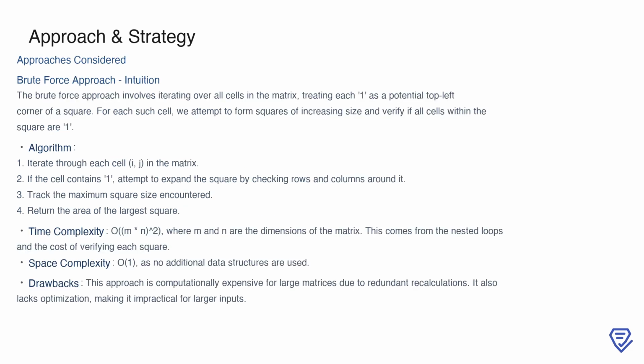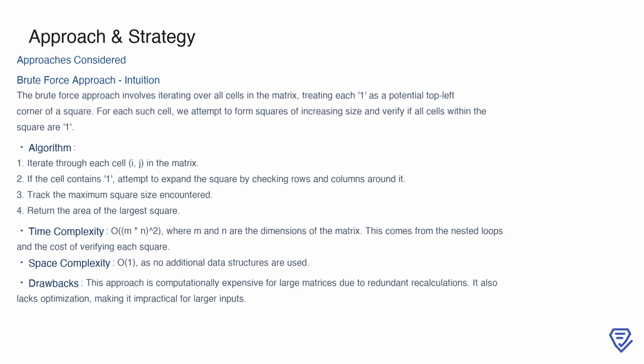To start, let's consider the brute force approach. The basic intuition here is to treat each one in the matrix as a potential top left corner of a square. For every such cell, we systematically attempt to form squares of increasing size, ensuring that all the cells within the square are also 1. The process involves iterating through every cell in the matrix and then expanding outward from each one to verify larger squares. While this approach is conceptually simple, it has significant limitations.